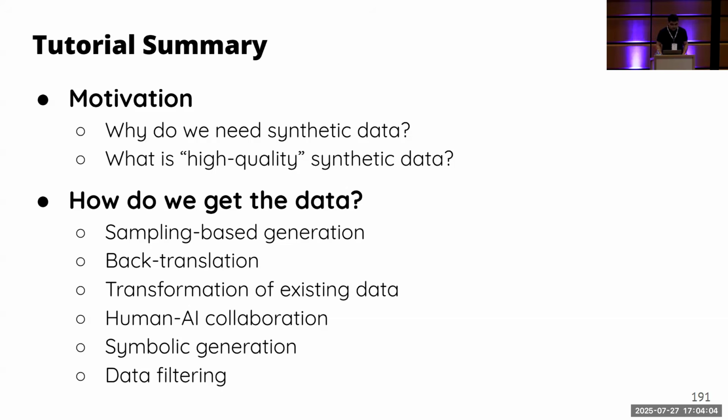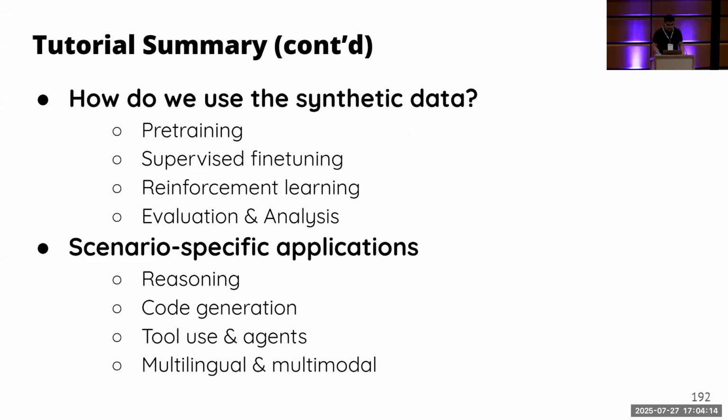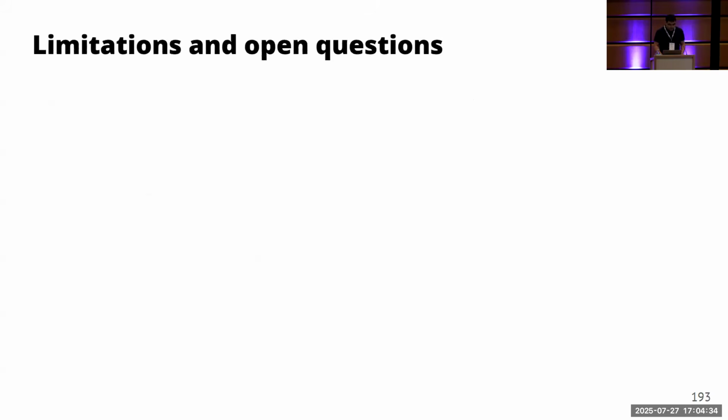Then in the third section, Vijay talked about how we use synthetic data in different stages of model training, from pre-training to supervised fine-tuning to reinforcement learning and to evaluation. Then in the fourth section, Xiang just now detailed the 4 popular application domains where synthetic data is heavily used. These include reasoning, code generation, tool use and agents, and multilingual and multimodal scenarios. So in this final section, let me talk about the limitations and open questions regarding synthetic data.